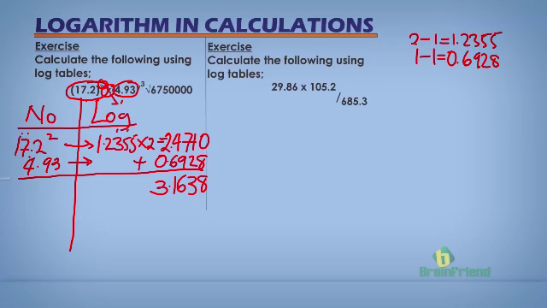Finally, we have our value here to work with. And that value is the cube root of 6,750,000. We could write this value in a different way. Let's take a look. So we have 6,750,000.